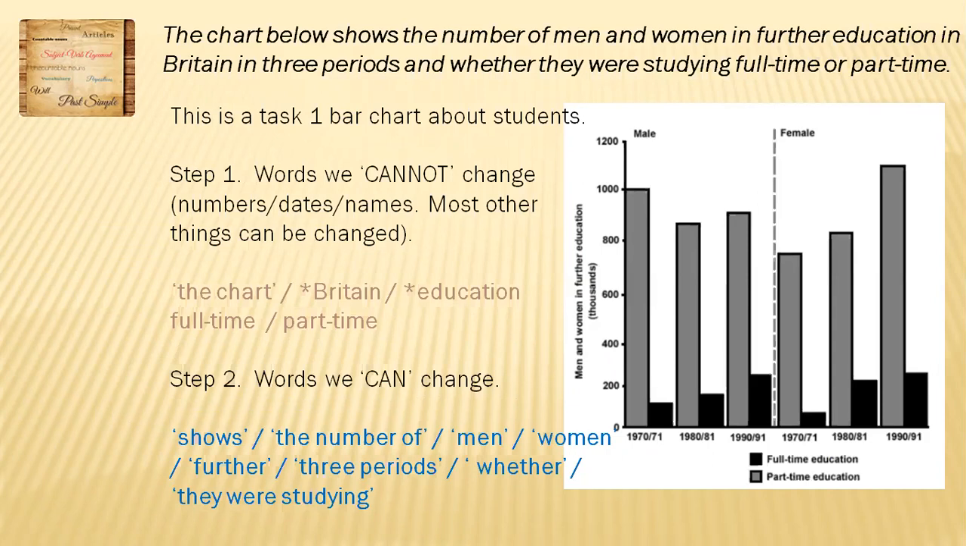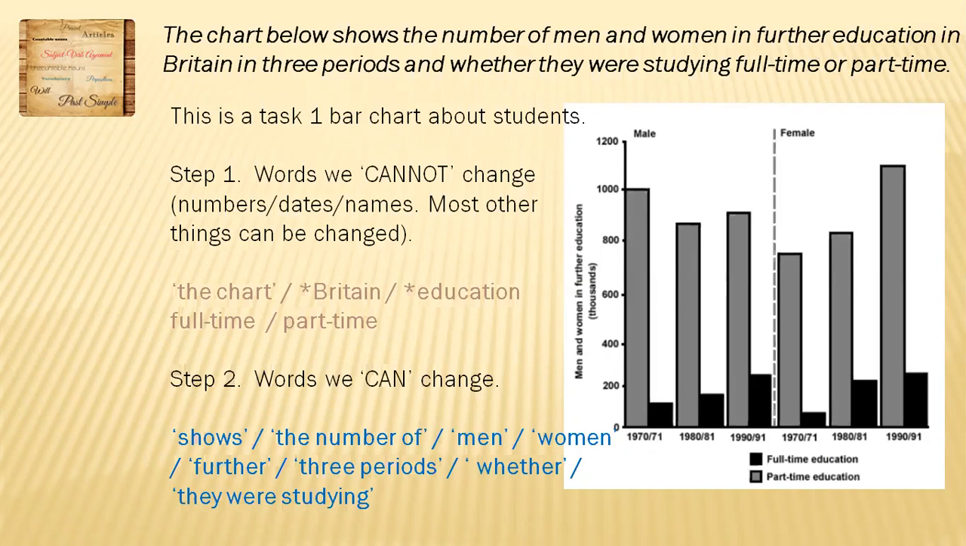So the first thing we're going to look at in the title is the things we cannot change. Usually they are numbers, dates, specific names. Most of the things we can change. So I've highlighted the chart because it's a chart. You can't change that. Britain can be changed, but it's one of those that's a bit more difficult. Education can be changed, but again, it depends on your level. If you're a higher level student, you could probably change that. If you're a lower level student, it will be more difficult. And the same with Britain.